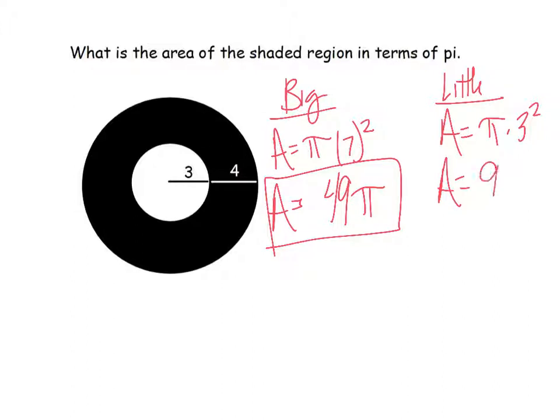That's 9 pi. And then if you remember, what we're trying to do is find the area of the shaded region, which means I got to take the big area, subtract out the little unshaded part. So 49 pi minus 9 pi. Well, it works just like if it's an x, 49x minus 9x, that kind of thing. So 49 pi minus 9 pi would get me 40 pi.